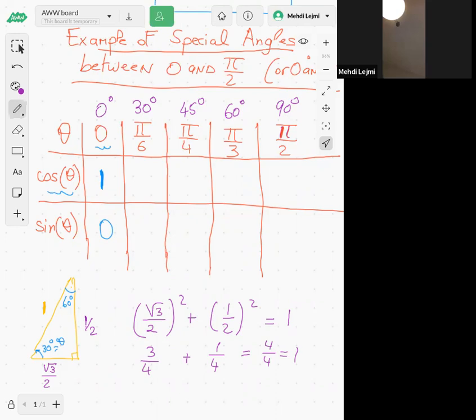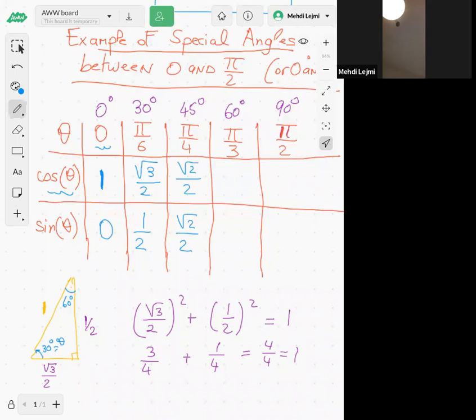So what you have to keep in mind is that if my angle theta is 30 degrees, then cosine of 30 degrees would be equal to square root of 3 over 2. And sine would be half. For pi over 4, both sides have the same length, right? So for pi over 4, it's going to be square root of 2 over 2. And this is also square root of 2 over 2.